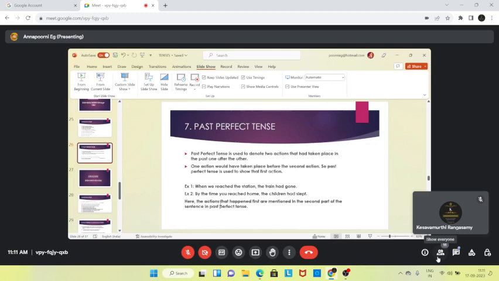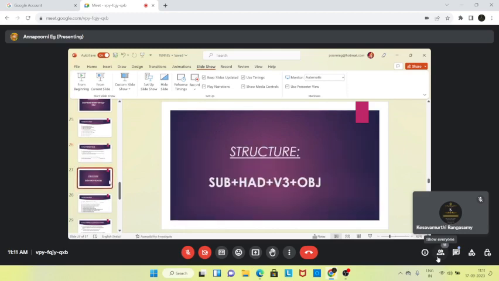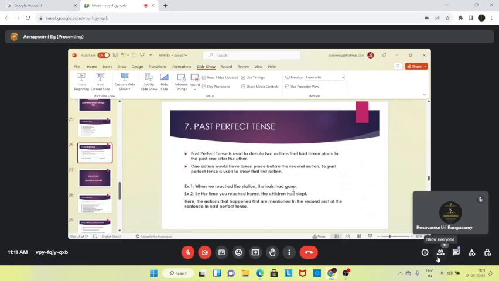So we can understand that past perfect tense is seen in the second part of the sentence. The first part of the sentence is given in simple past tense. When we reached the station, by the time you reached home, இதெல்லாம் வந்து it is in simple past. Past perfect tense is applied in that second half only, after that comma. Okay, so you have to give importance to that.